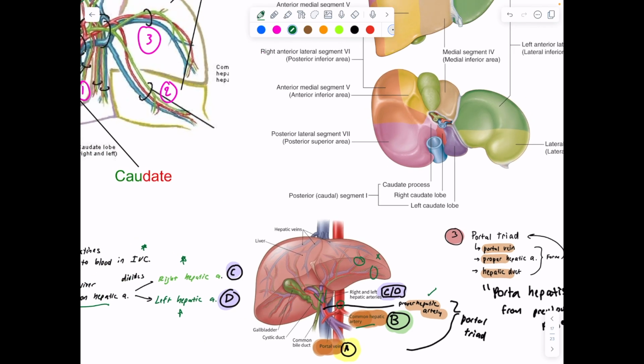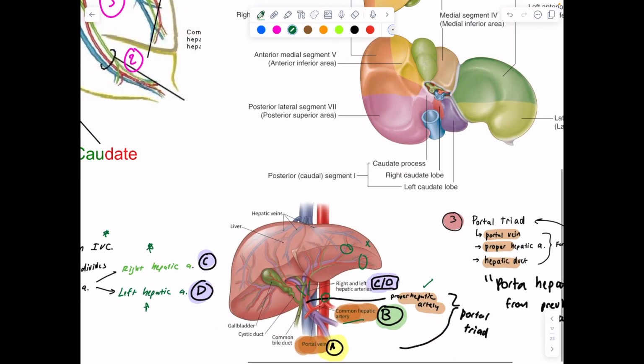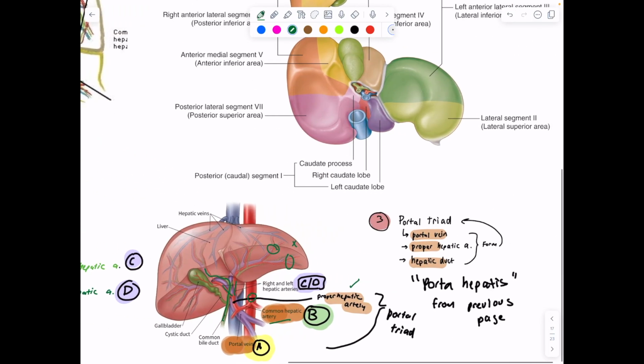So hepatic artery, then we have portal vein, and then hepatic duct going to each of our lobes. And we have our main portal triad right here. So the main triad with the portal vein, proper hepatic, and hepatic duct overall. All right, so this is our main triad, our bile duct, our hepatic duct, and the hepatic duct drains into our common bile duct.